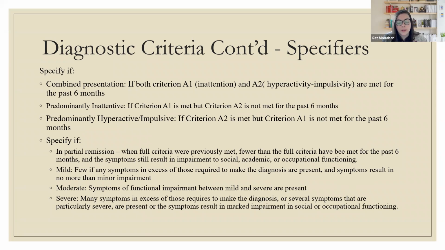And then also you can specify if it's mild, moderate, or severe, mild being few, if any, symptoms in excess of those required to make the diagnosis are present, and symptoms result in no more than minor impairment. Moderate is symptoms or functional impairment in between mild and severe are present. And then severe, of course, many symptoms in excess of those required to make the diagnosis, or several symptoms that are particularly severe are present, or the symptoms result in marked impairment in social and occupational functioning.